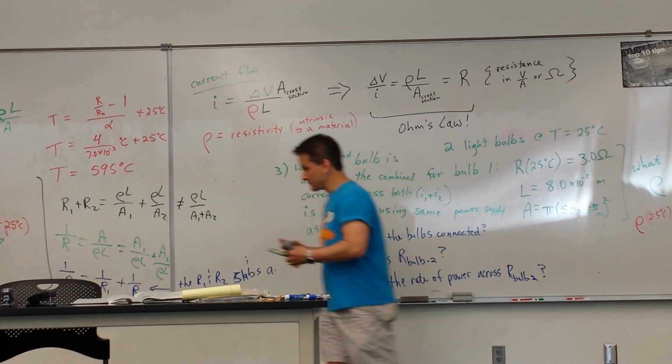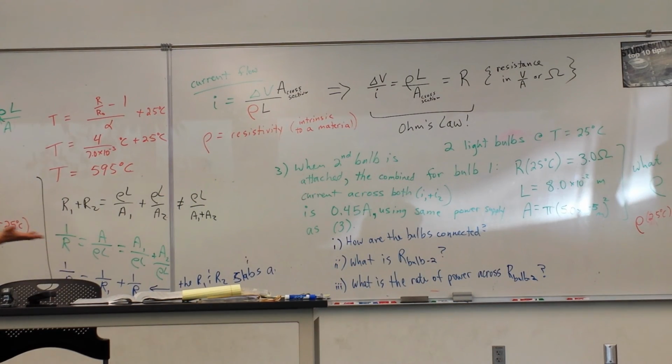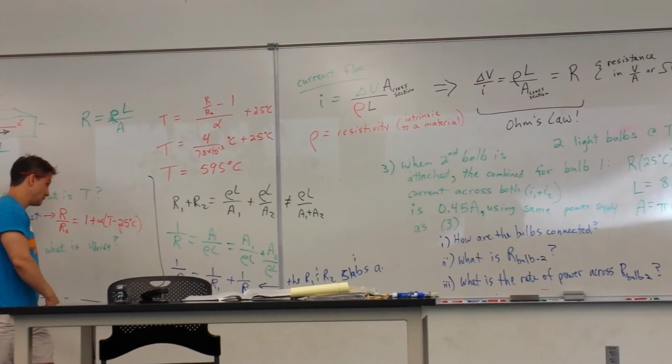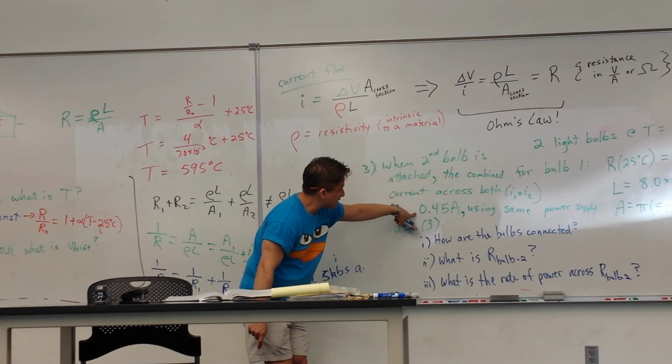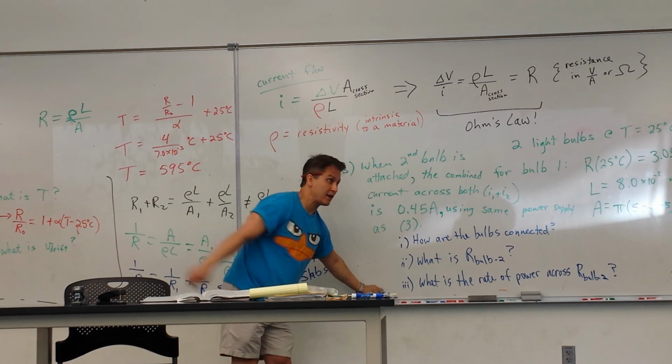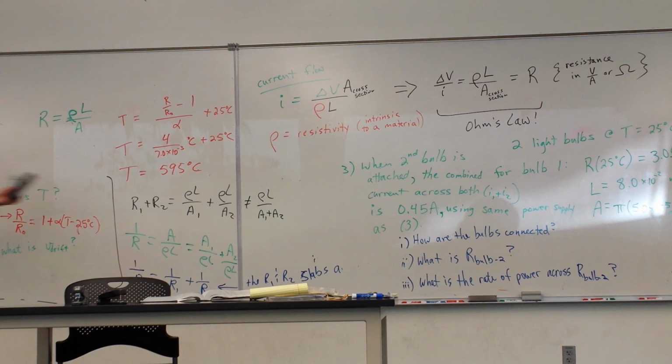Okay, so some conceptual and some physical. So first of all, how are these bulbs connected? You've got 2 bulbs. How are they connected? If they're in series, what's their resistance going to do? Is it going to be additive, or is it going to be inversely additive? Additive. So is the resistance higher or lower when you have the second bulb added? Higher. Current is higher, so the combined resistance is lower. We had 0.3 amperes, now we've got 0.45 amperes.